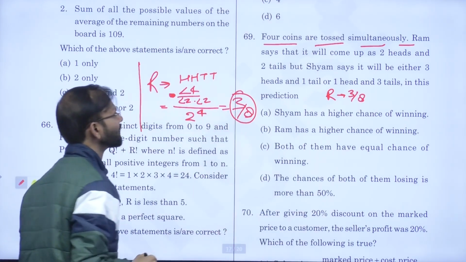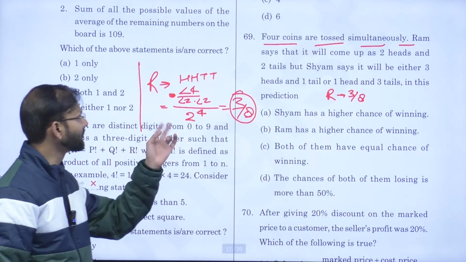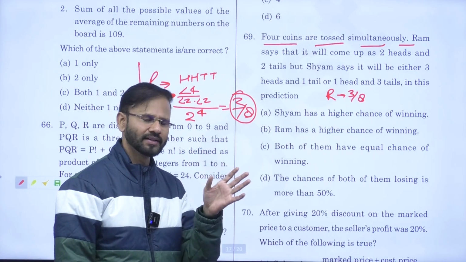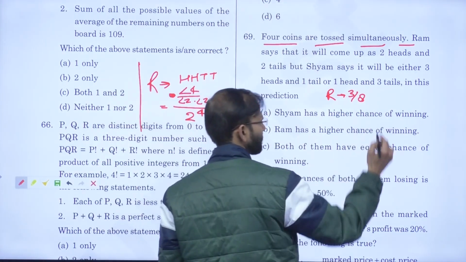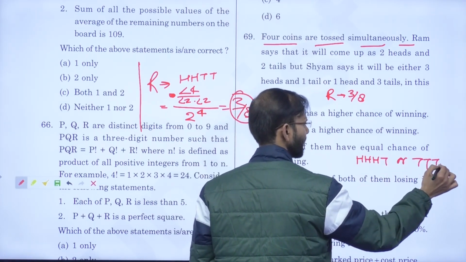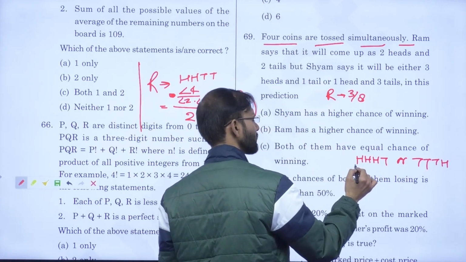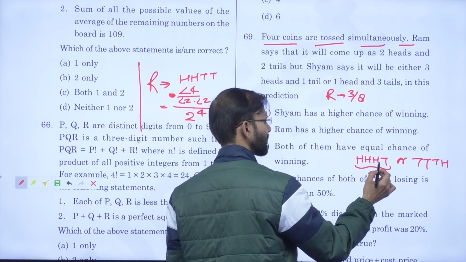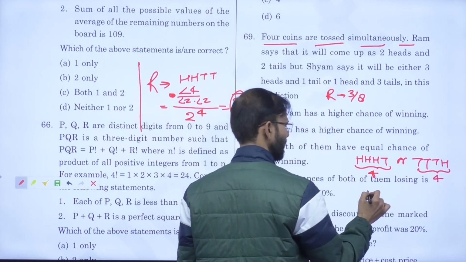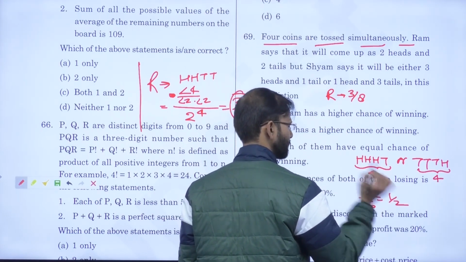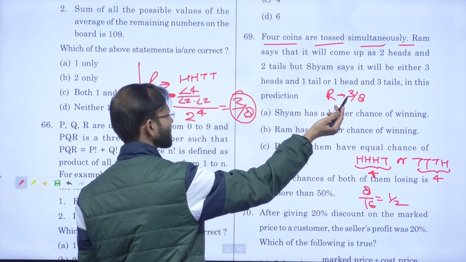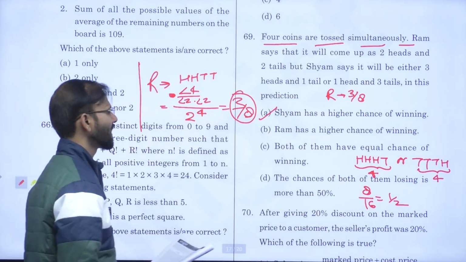Okay, and what is Shyam saying? Shyam is saying it will be either 3 heads and 1 tail, or 3 tails and 1 head. So look, H H H T or T T T H. There are 4 cases for this, and obviously 4 cases for this also. So the total will be 8 by 16, that is 1 by 2. 1 by 2 means 50%, and here it is 37.5%. So obviously Shyam has the higher chance of winning.